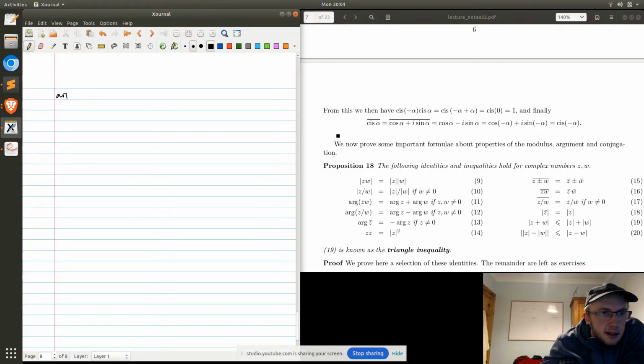Right, so they're saying the argument of the conjugate of z is the negative of the argument of z.